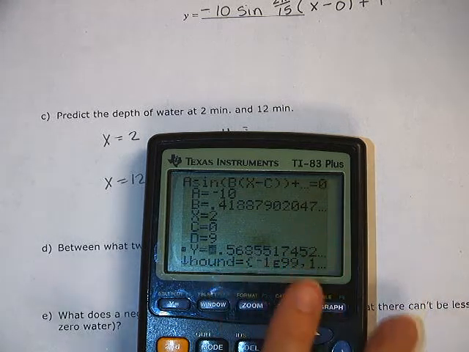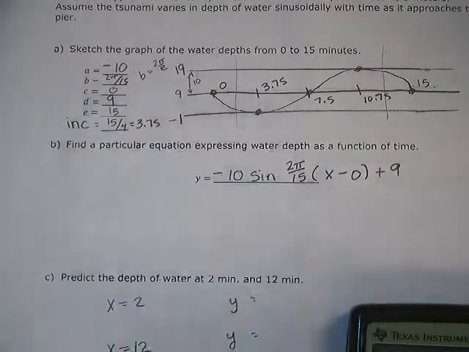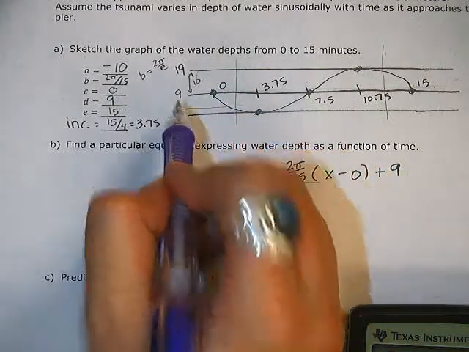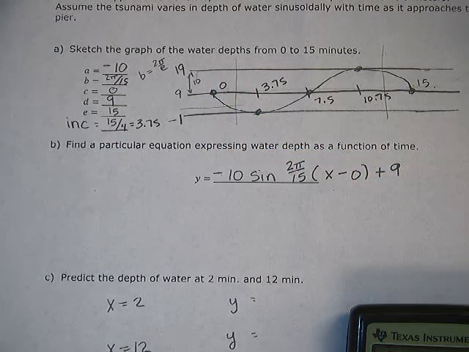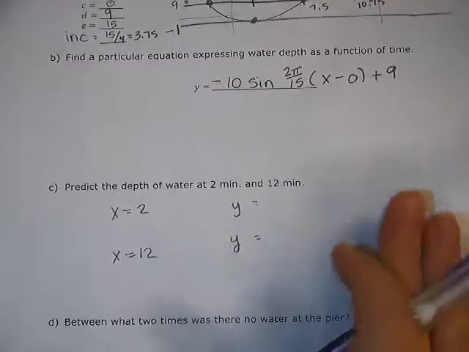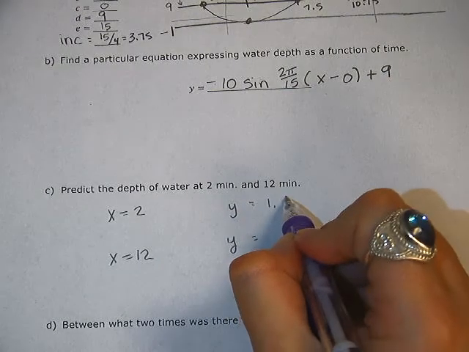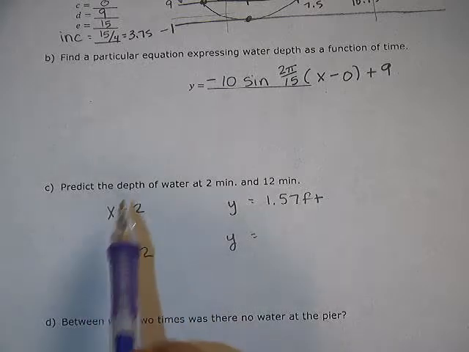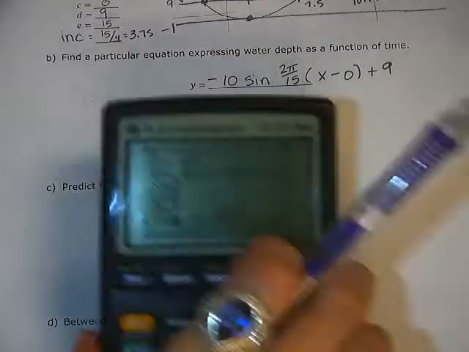1.57 feet. Let's see if that number makes sense on my graph. We said 2 would be about here. Does that look like it could possibly be about 1.5 feet? Kind of makes sense, kind of close to this number. That looks reasonable on my graph. So I'm going to write it down here. 1.57 feet.